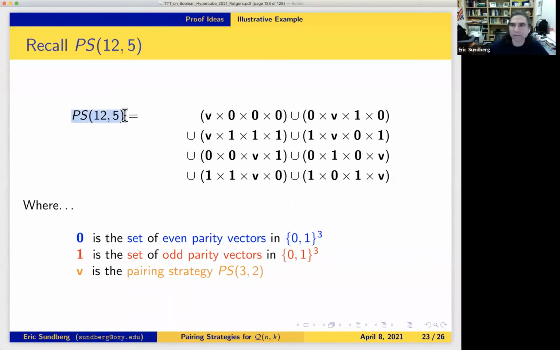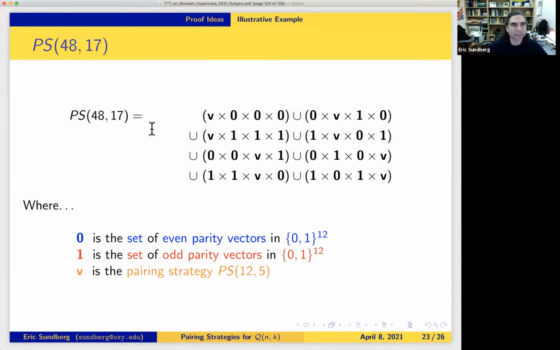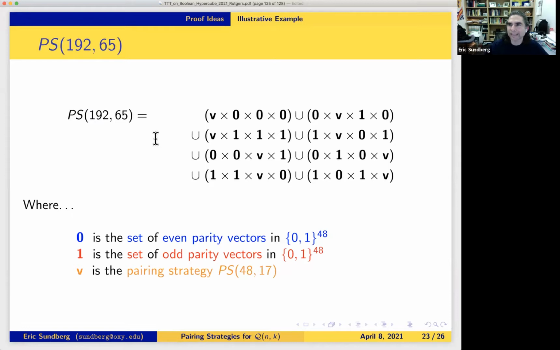And then I think this is what you're saying, Dorn. We can just take this PS 12-5, put it right here, make the bins of size 12 instead of size 3, and we get a pairing strategy for the 48-17 game. Yeah. And then just recursively do that now that we have this pairing strategy, just use those for the V's, do bins of size 48, get a pairing strategy for the 192-65 game, and just keep going. It's like a recursive algorithm. Yes, yes. And that's it.